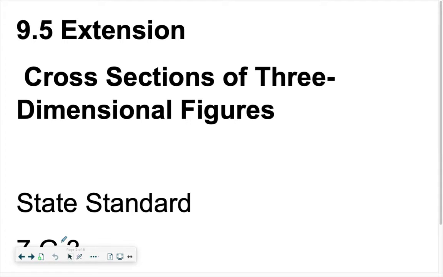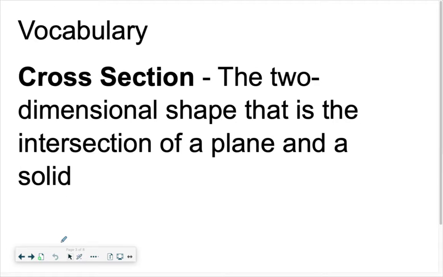9-5 extension. This is called cross sections of three-dimensional figures, or sometimes the worksheet will refer to it as intersection of a plane and a solid. What we're looking at today as a definition is just a cross section. It's a two-dimensional shape. Notice it's a two-dimensional shape that is the intersection of a plane and a solid.